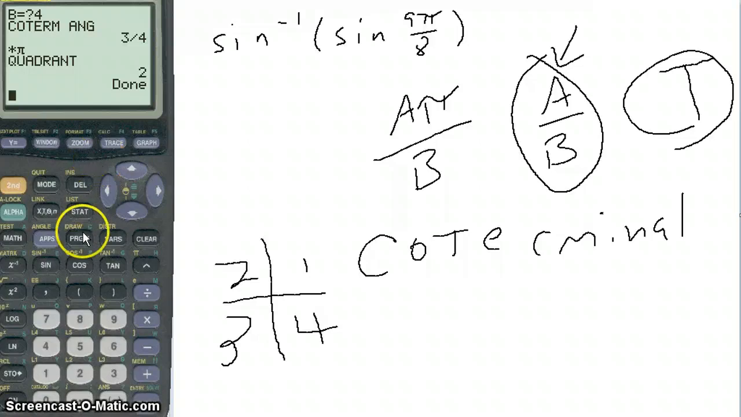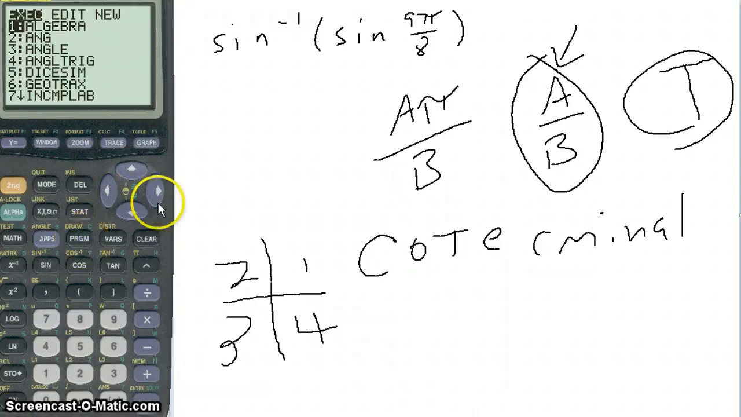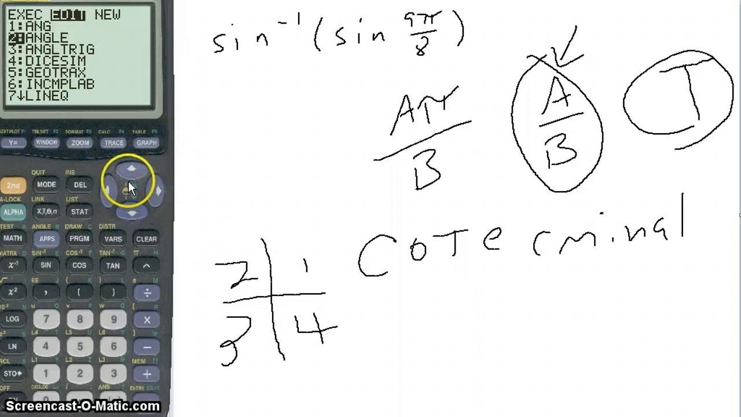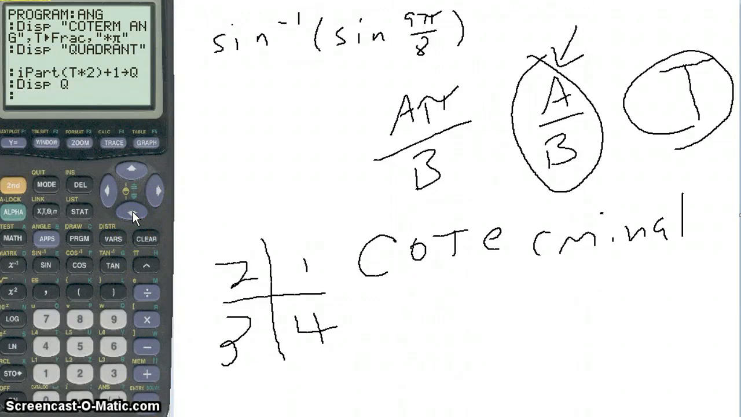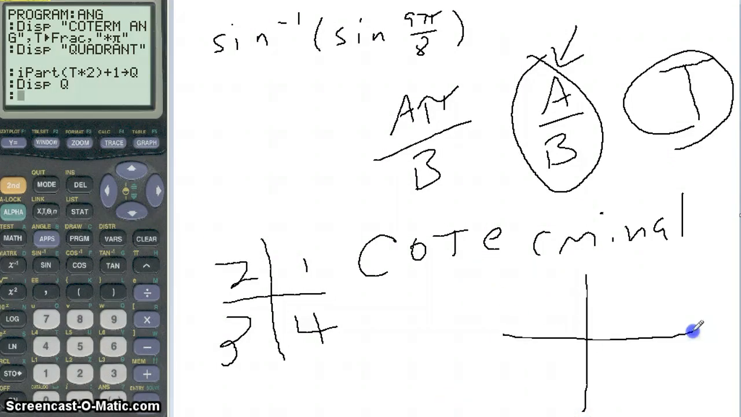In order to get back into the program editor, you're going to type program, edit, go to the ANG program, and then you're back here in your code. We're going to go all the way down to the end and write a little bit more code. So we need to find the reference angle. Knowing the reference angle is always going to be in quadrant 1, it's going to be something based on pi.